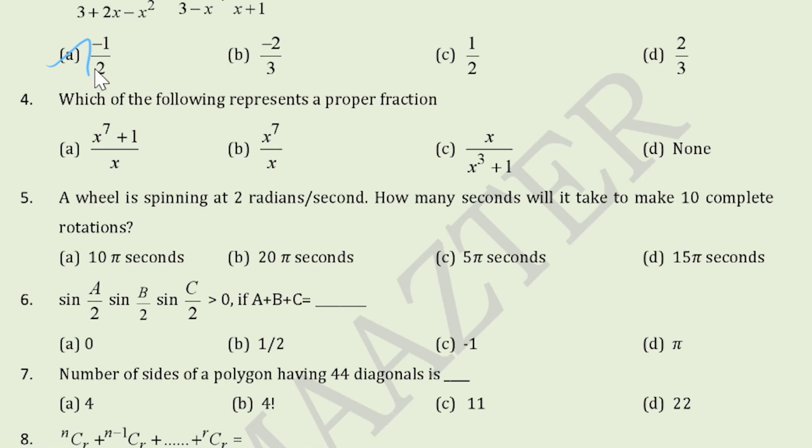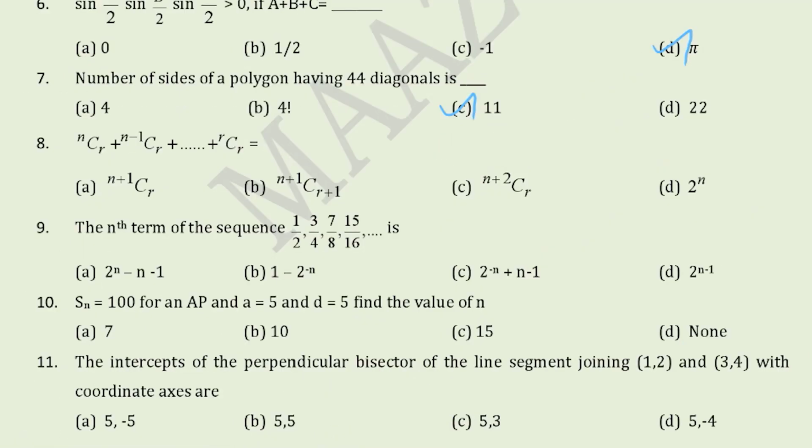Answer is option C. Next, a wheel is spinning at 2 radians per second. How many seconds will it take to make 10 complete rotations? Answer is option A. Next, sin a by 2, sin b by 2, sin c by 2 greater than 0 if a plus b plus c equal to. Answer is option D. Next, number of sides of a polygon having 44 diagonals is. Answer is option C. Next, nCr plus n minus 1 Cr plus etc. or rCr equal to. Answer is option B.